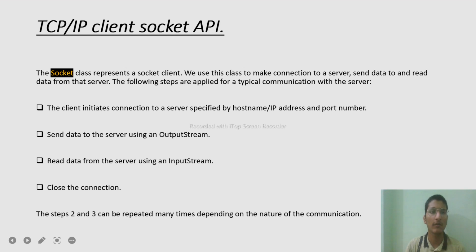TCP/IP client socket API. The Socket class represents a socket client. We use the class to make a connection to a server, send data, and read data from that server. The following steps are applied for a typical communication with the server. The client initiates a connection to a server specified by hostname or IP address and a port number. It sends data to the server using an output stream. Read data from the server using an input stream. Close the connection. Steps 2 and 3 can be repeated many times depending on the nature of the communication.